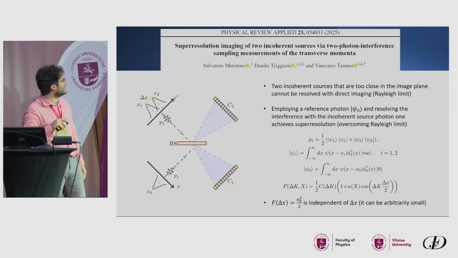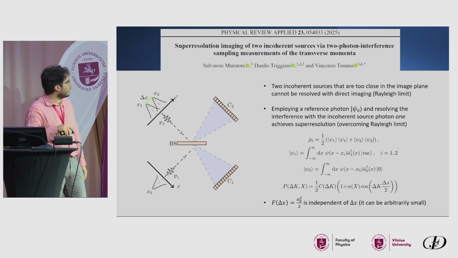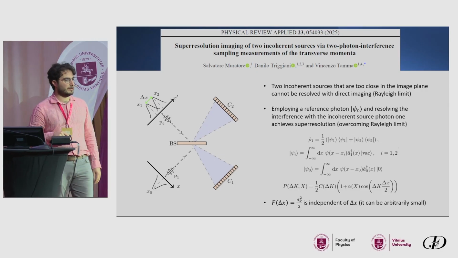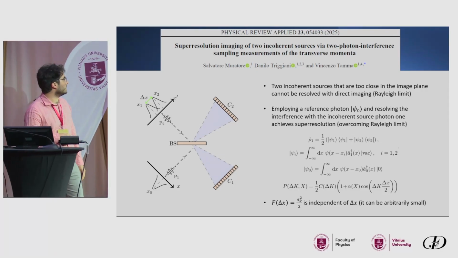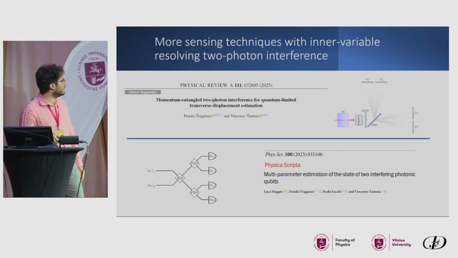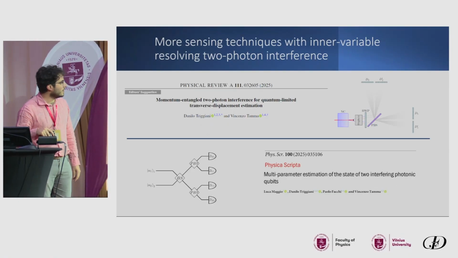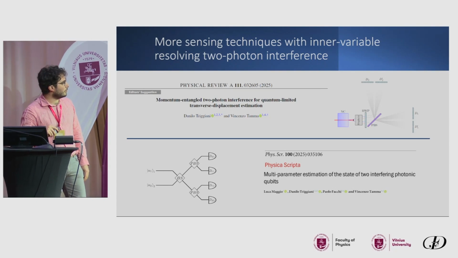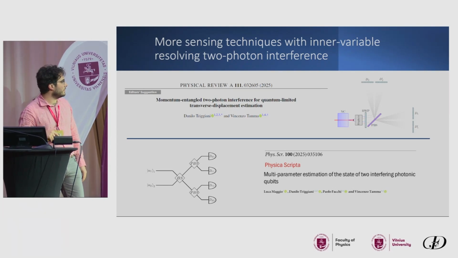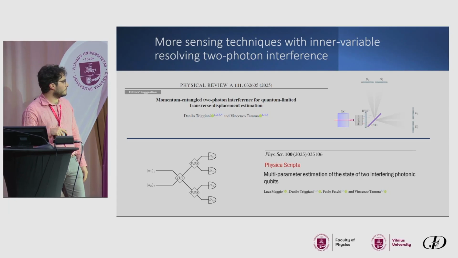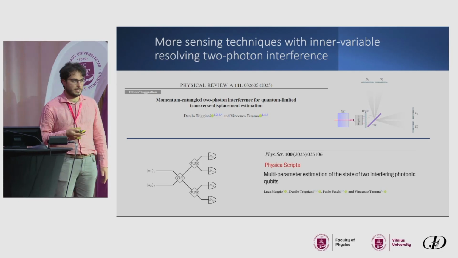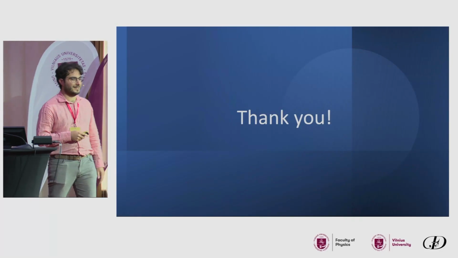We can use it to estimate the distance between two thermal sources, always employing two photon interference. I say in principle because it requires a high level of indistinguishability between two photons, which can be a bit problematic. And if you're interested in this line of research, we also performed some study about the role of entanglement and the possibility to estimate also polarization parameters of the photons. In this case, it is also multi-parameter because we estimate two parameters simultaneously. But that's it. Thank you.